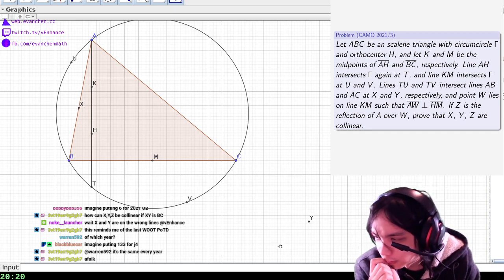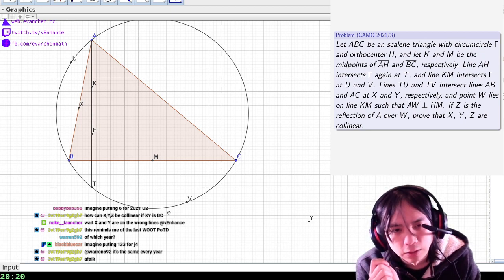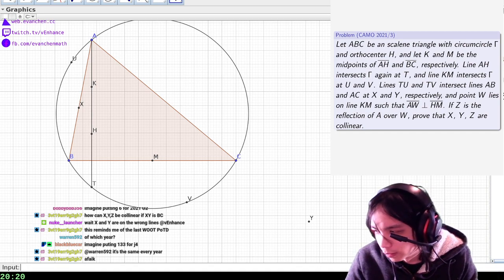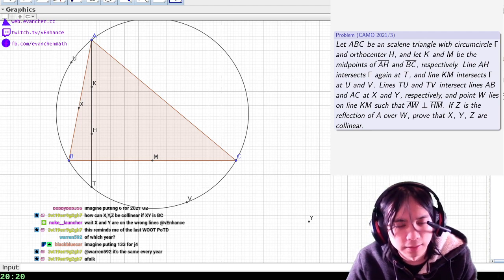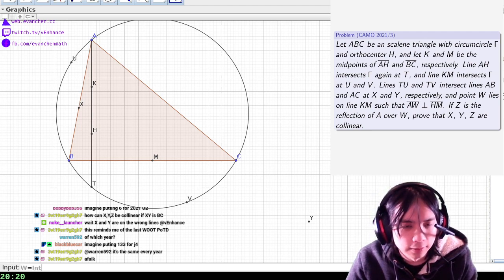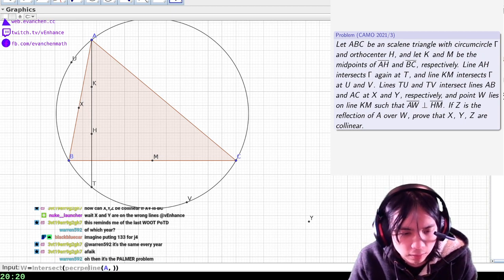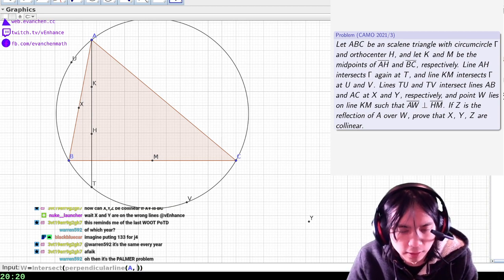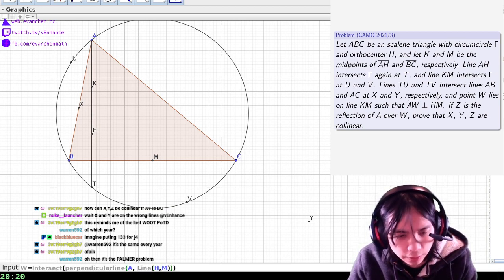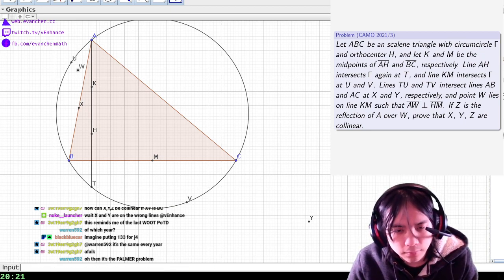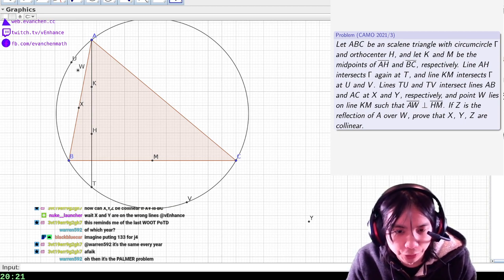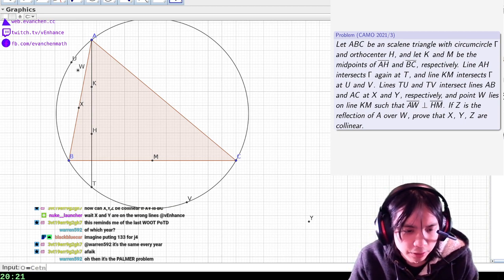Okay, so W lies on line KM such that it's perpendicular to HM. Intersect the line through A perpendicular to HM and line KM. There's other things that are perpendicular. I'm gonna draw the antipode now. So O is center G.